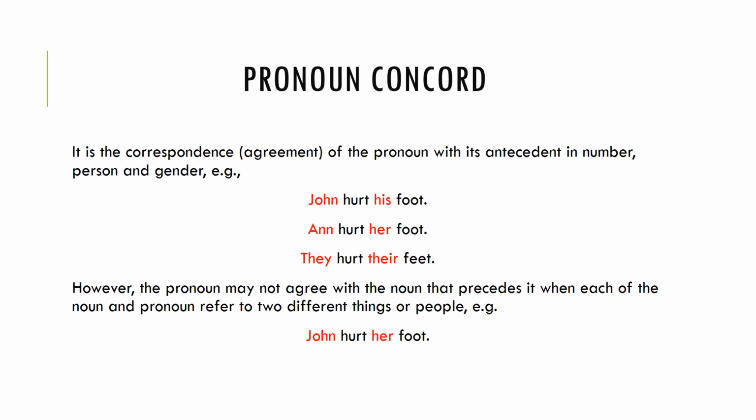So when you are sure that the pronoun you are using in the middle of the sentence does not refer back to the subject, that the pronoun is talking about something else or someone else, here also your sentence is going to be correct because you are referring to two different things or two different people. So we say, for example, John hurt her foot. Her here does not refer to John. Her refers to someone else. So if we have this meaning in our mind, our sentence is grammatically correct.